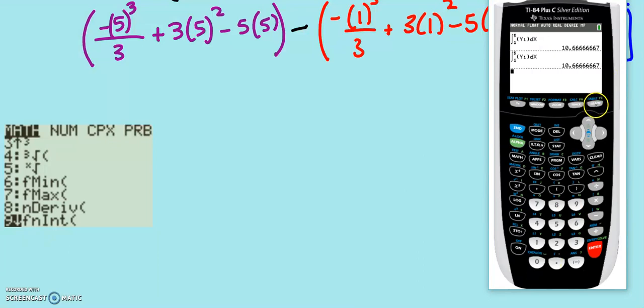Another way I can check this, if I go to my graph, from here I can choose second calculate. There's the integral sign, so I'm going to choose number 7. This is my function y1. My lower limit is 1, enter. My upper limit is 5, enter. And there's my area underneath the curve.